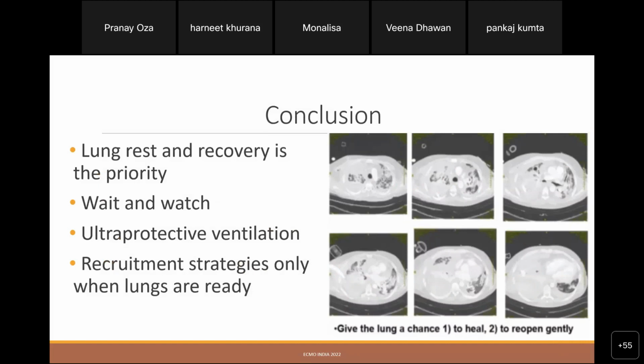What is important is that lung rest is most important. Lung recovery is the priority. So you have to wait and watch. Use ultra-protective ventilation. Use a recruitment strategy only when the lungs are ready. You have to give the lung a chance to heal and reopen gently. Don't try to push it.